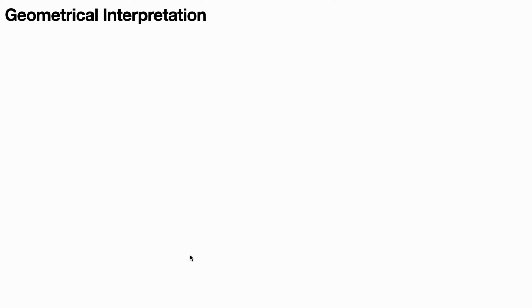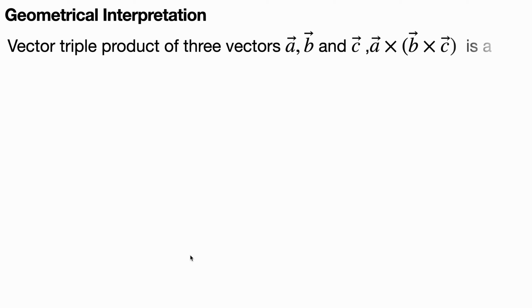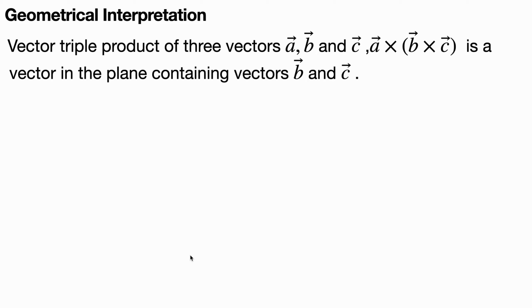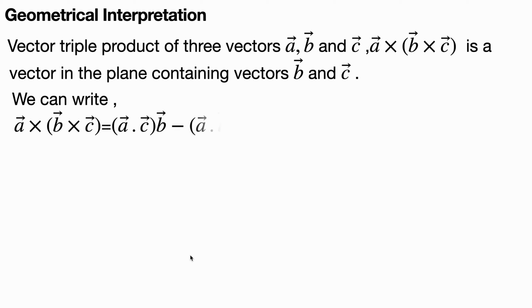So now let's discuss the geometrical interpretation of vector triple product. So the vector triple product of any three vectors, vector a, vector b and vector c, is a vector in the plane containing vector b and vector c. So the formula of vector triple product is also obtained as the triple product equals vector a dot vector c times vector b minus vector a dot vector b times vector c.